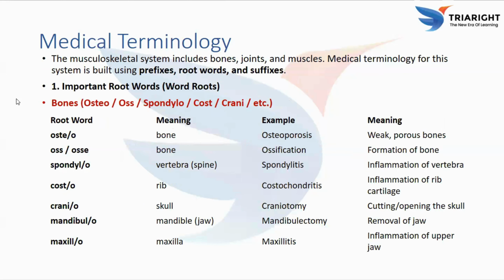So now let's talk about the medical terminology of the diseases of the musculoskeletal system. It includes bones, joints, and also the muscles, right? To understand medical terms related to the system, you have to learn how words are built using prefixes, root words, and suffixes. So you know about the root words.